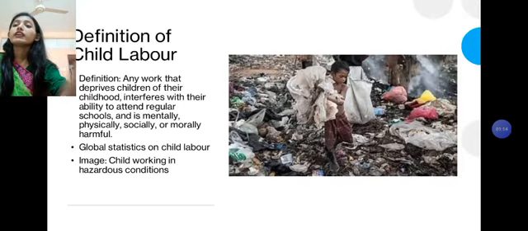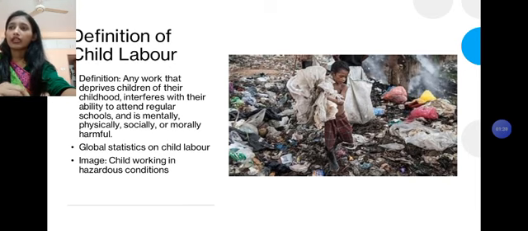In this slide, we can see the definition of child labor. The definition is any work that deprives children of their childhood, interferes with their ability to attend regular schools, and is mentally, physically, socially, or morally harmful. And global statistics on child labor. We are seeing an image that shows a child working in hazardous conditions.